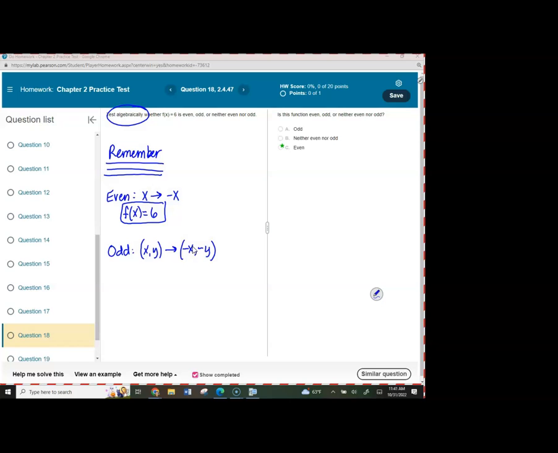So there was no x here to plug it into, so you end up with the same function when you check negative x. Had there been an x right there, then you would have plugged negative x in, which means it would be negative 6x, which would not have worked. Does that make sense? Alright, so that's 18.